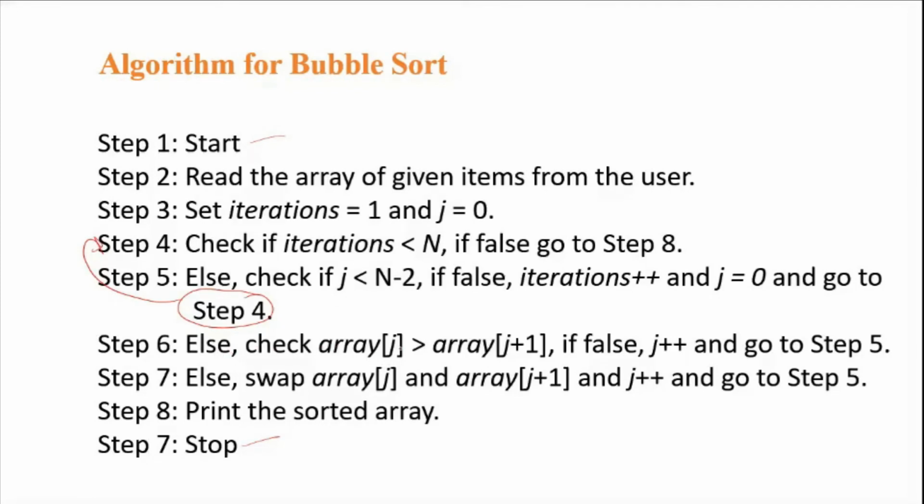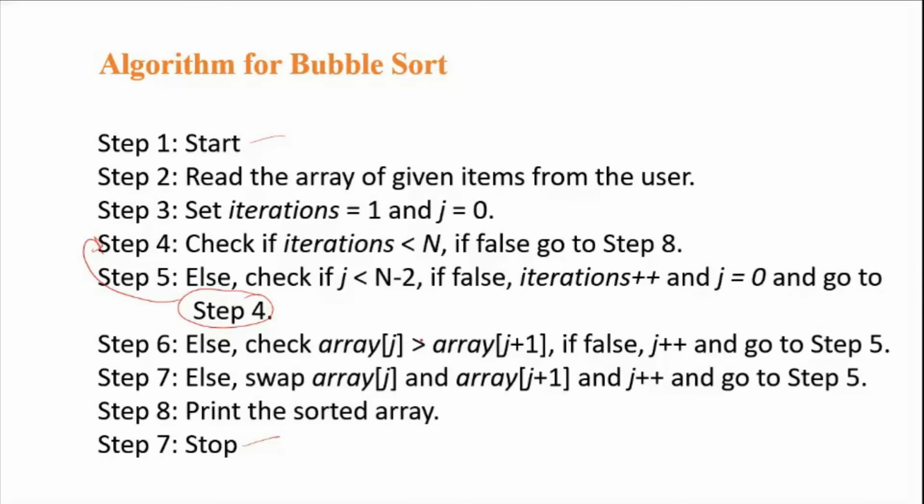we check whether the jth element of the array is greater than the j plus 1 element of the array. That is, if j is 0, array 0 as well as array 1, that is, the element with index 0 and the element with index 1. That will be the first element and the second element, whether the first element is greater than the second element.